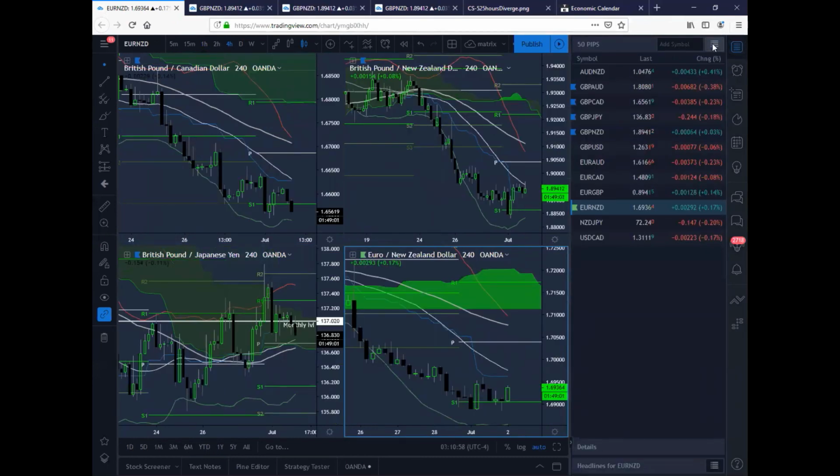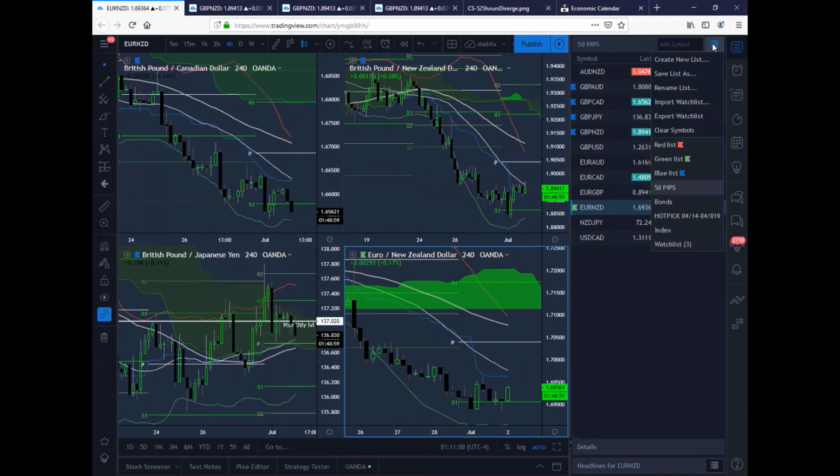I apologize. These are my 50 pip list. If you want to copy it, there you go. Like I said, if you looked at the risk management video, you understand how I came to this realization that these are the major 50 pips in the market at current times. This can change.